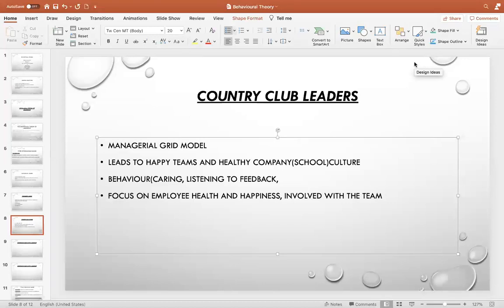Country club leaders exhibit the following behaviors. They are caring, listening to feedback, quick to support employees, and involved with the team members. And they focus on employees' health and happiness.